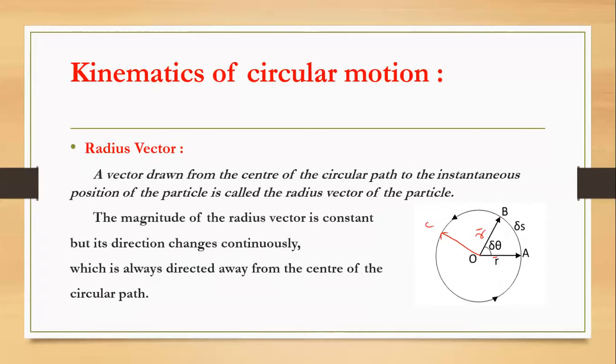Now you remember some points about the radius vector. The magnitude of the radius vector is constant because the magnitude is equal to the radius and it is constant, but the direction changes continuously. The direction of the radius vector changes continuously, and you know that away from the center of the circular path is the direction.